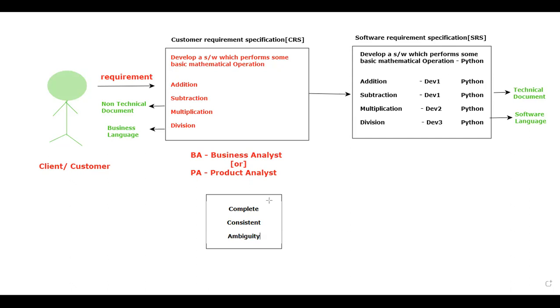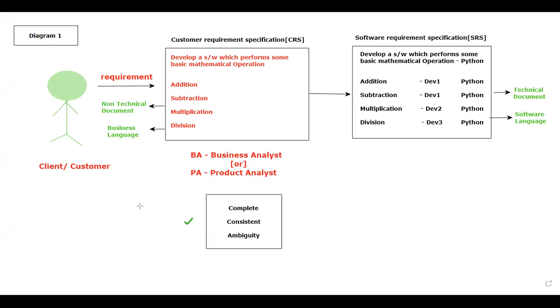If there is any confusion, if it is not consistent, if it is not complete, they have to interact with the customer until they get a complete, consistent, ambiguity-free CRS. They will keep on approaching the customer. Later they will convert that CRS into SRS. Is that clear? Guys, please let me know, I want a very quick response from your side. Yes or no? Okay, please take the picture of diagram number 1.